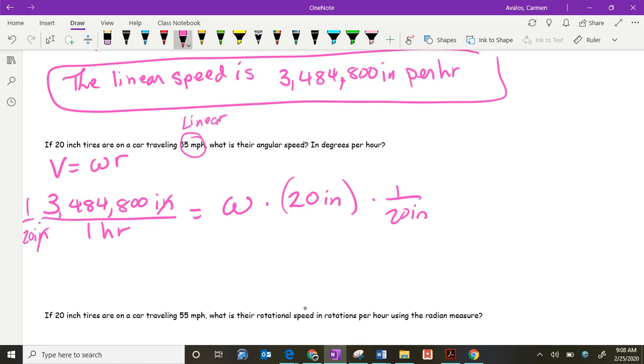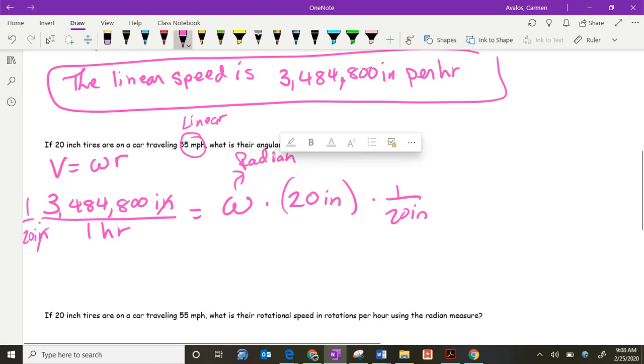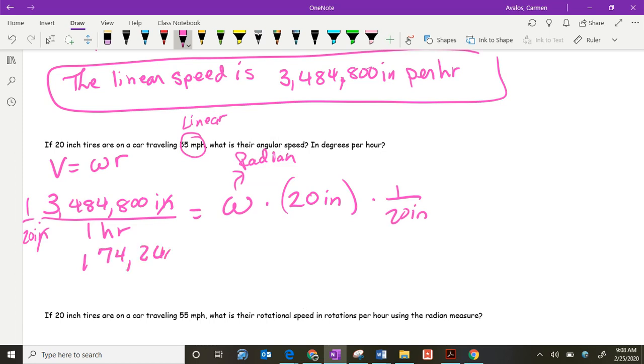And once the inches cancel, because we're dealing with an omega, this automatically is going to put it in radians because that's the formula. It's still the S equals theta R, just with the rate. So when we cancel and we reduce there, we end up with 174,240 radians in 1 hour. And that is going to be your omega. And then we just write the sentence on there.